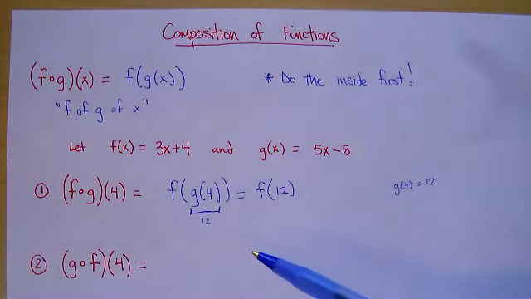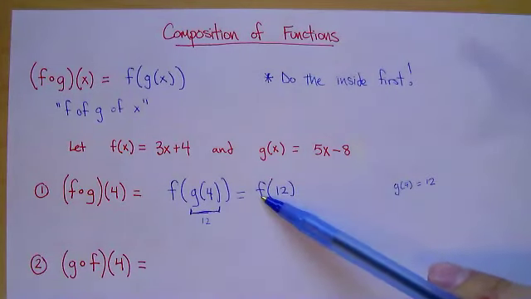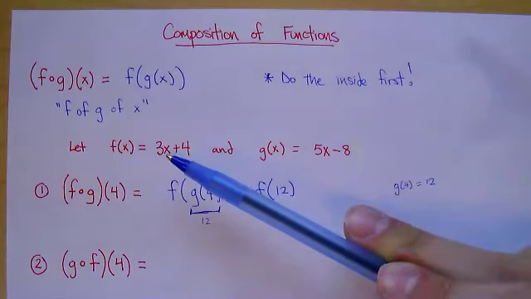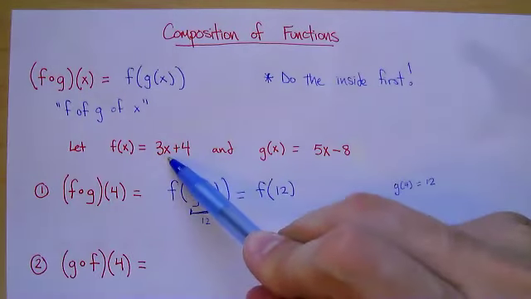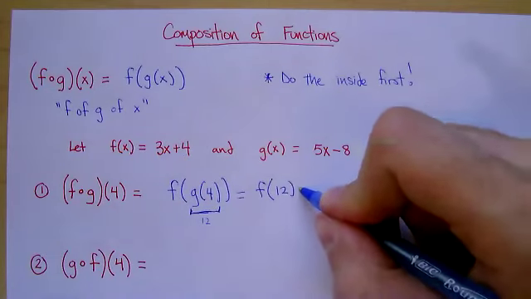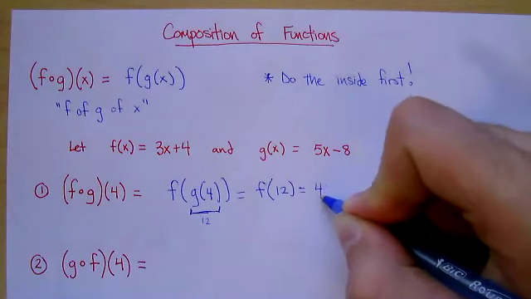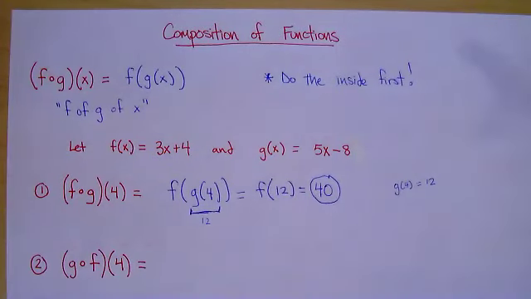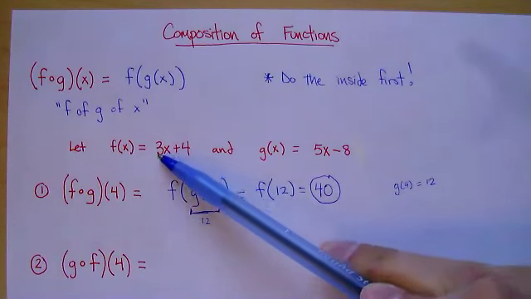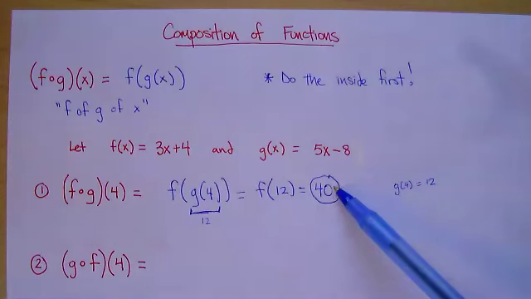So we got that answer. Now we're going to go over to the f equation, plug in a 12 and see what we can get out. We do 3 times 12 plus 4, and we get out 40. So f of g of 4 is equal to 40. You plug the inside part, you get that answer. Then we take this 12 and plug it in right there. 3 times 12 plus 4 equals 40 for our final answer.